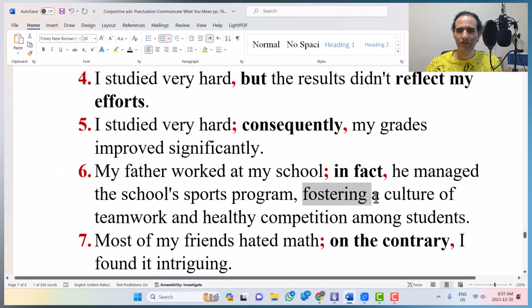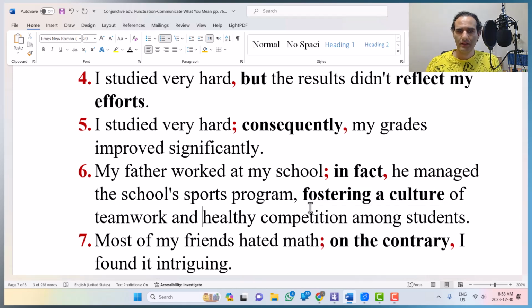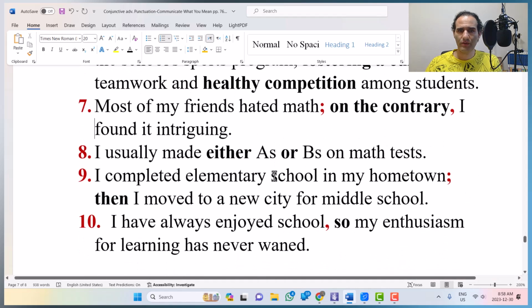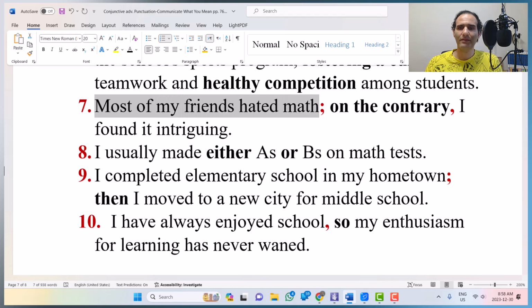It says fostering a culture of, promoting a culture of teamwork and healthy competition. Healthy competition again is beautiful. Healthy competition is beautiful. You can transfer these words and phrases into your vocabulary notebook, and they can be handy in your writing and speaking. Number 7, most of my friends hated math.